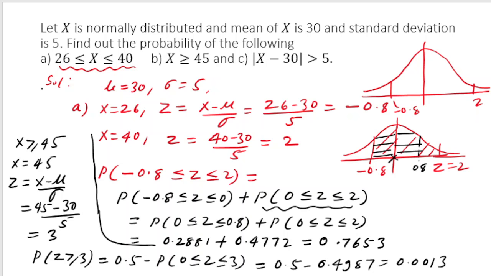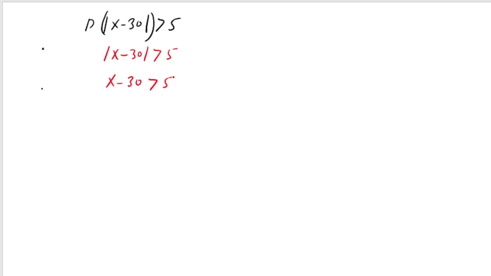Next part that we have to calculate is probability for mod of x minus 30 greater than 5. This is what we have to calculate, right? To calculate this probability, first of all, I hope you remember the mod property. If I am saying mod of x minus 30 is greater than 5, it implies two things. There are two parts of it. First is x minus 30 is greater than 5. This is the first part. So this implies that x should be greater than 35.